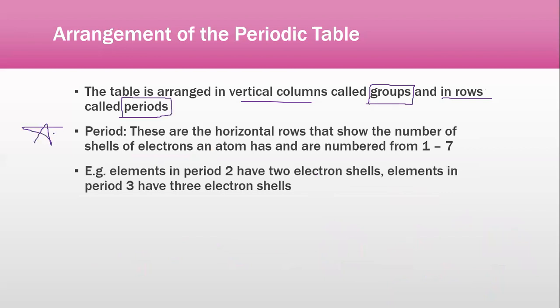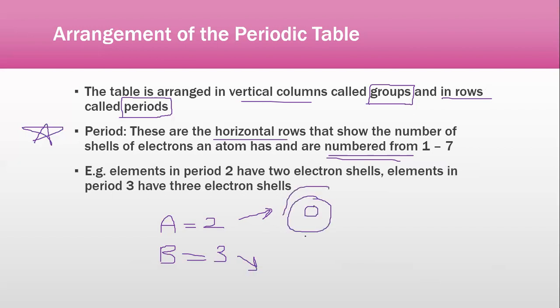अब ये periods क्या है? Now these periods are the horizontal rows that show the number of shells of electrons an atom has, and are numbered from 1 to 7. For example, अगर मैं कहता हूँ कि मेरे पास एक element A है that is in period 2, and I have an element B which is in period number 3. What does it indicate? कि A का atom would be having 2 shells. But the atom of B would be having how many shells? 3 shells. हम यहाँ पे 3 orbits बना देंगे. It would be having 3 shells.